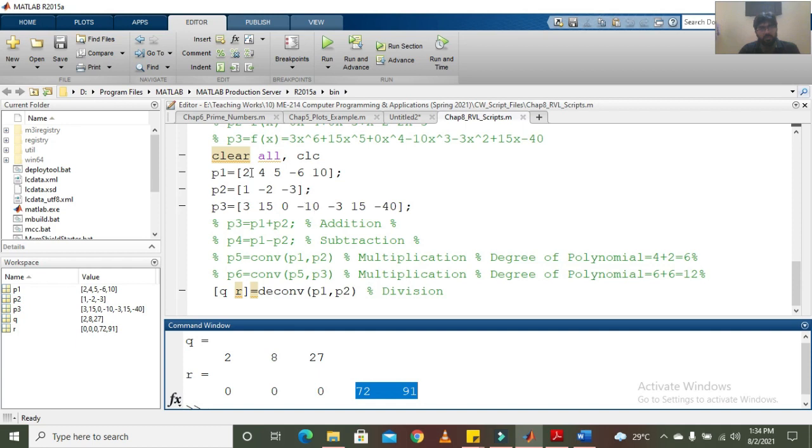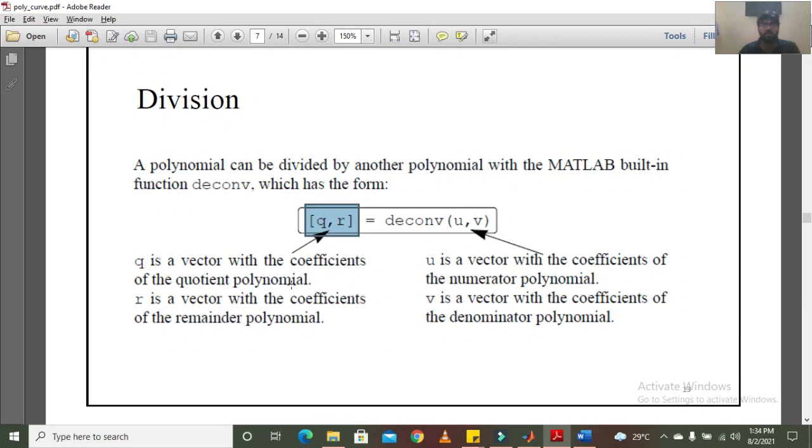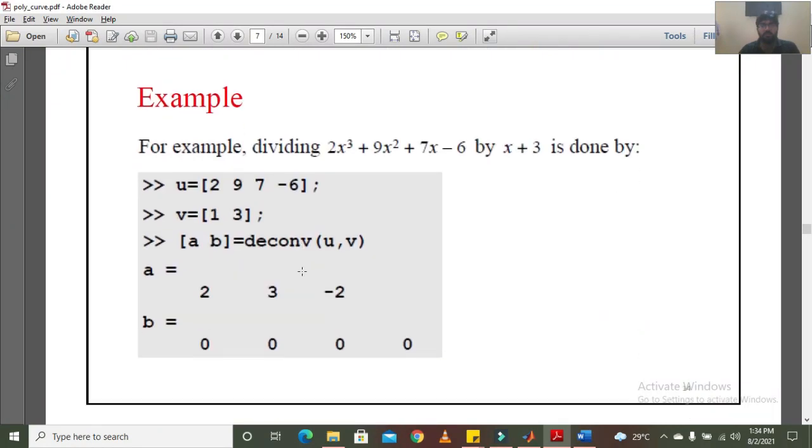Means the polynomial 1 and polynomial 2 are not perfectly divisible. There is some remainder, and if these polynomials were perfectly divisible, in that case the remainder would have been equal to 0. So this is what the division is.